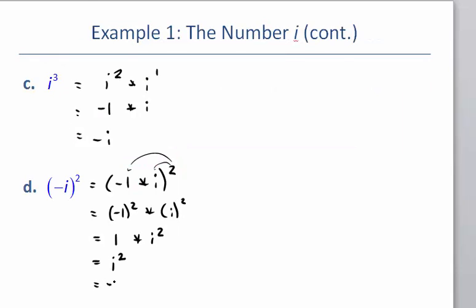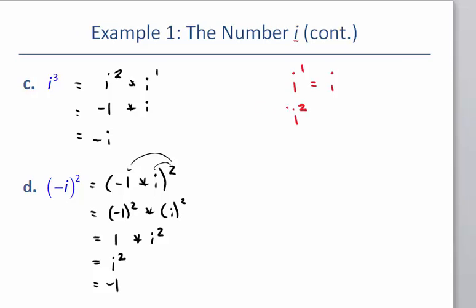And so our final answer would be -1. Now, what they are doing with these last two examples is getting us ready to learn about the powers of i, and to recognize that the powers of i follow a pattern. So this pattern begins with i to the first, and we simply say that i to the first is i.